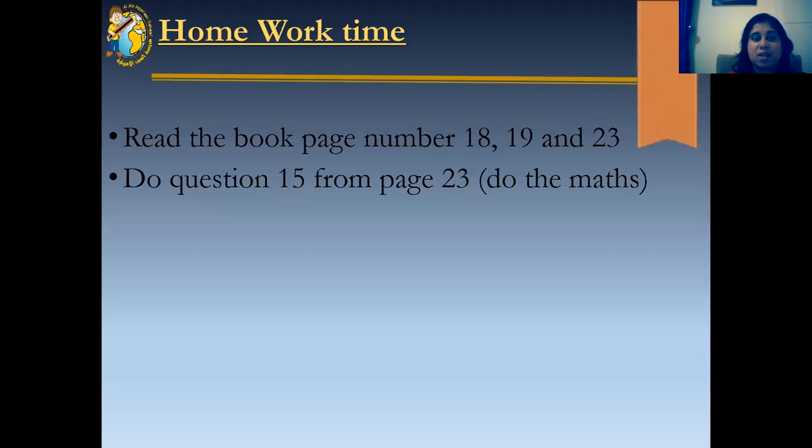Let's move ahead. Now, I am giving you a little homework. First of all, you read the pages from the book: page number 18, 19, and 23. Now, there is a question in the book on page number 23, question number 15. It is about calculating the wave speed, frequency, and wavelength. The formulas are written on the same page. I want you all to submit your work to me.